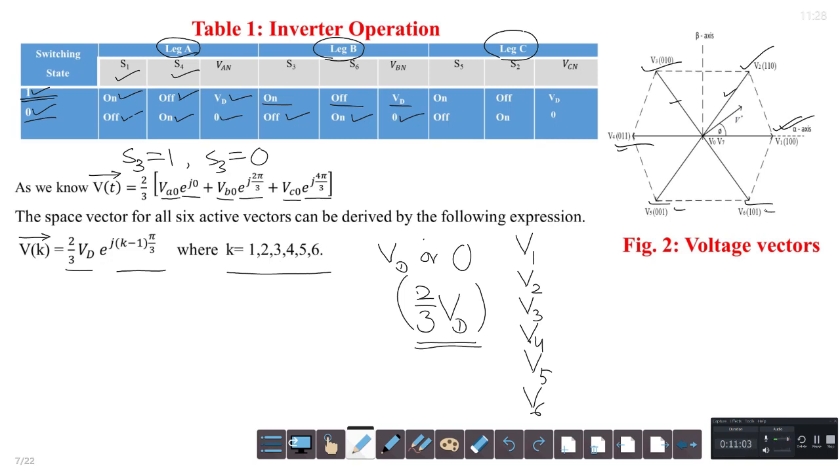The other two are zero voltage vectors: V0, corresponding to switching state 0 0 0, where the output voltage is 0, and V7, with switching state 1 1 1. These are zero voltage vectors. The output voltage is 0, but these are also possible switching states. So there are a total of 8 possible switching states, which give 6 active voltage vectors and 2 zero vectors.